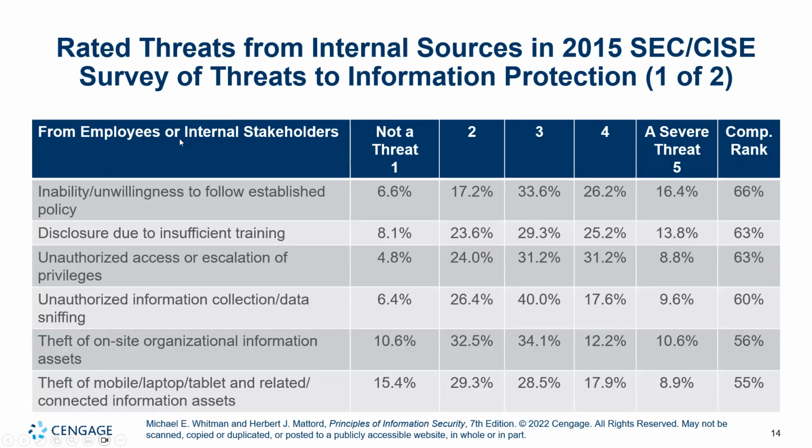So in terms of employees and internal stakeholders, disclosure due to insufficient training, education, awareness, and training, right? And then the inability or unwillingness to follow. So here's where they don't know better, and here's where they know better, but they do wrong anyway. Those are the top 2 issues. And I know better, but I do it anyway is number 1.